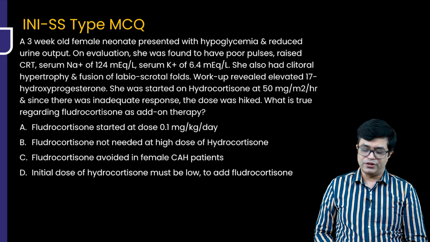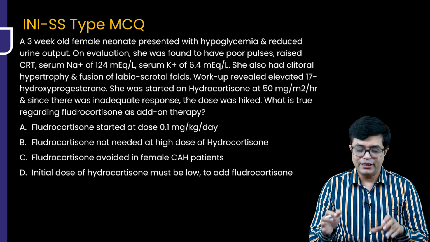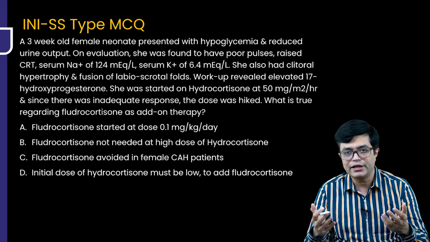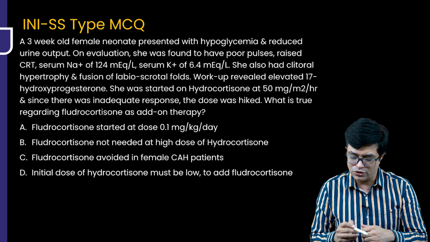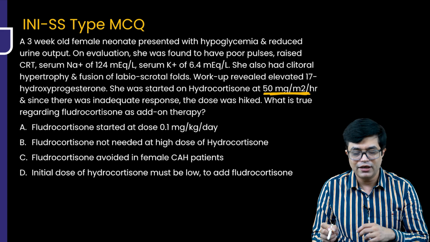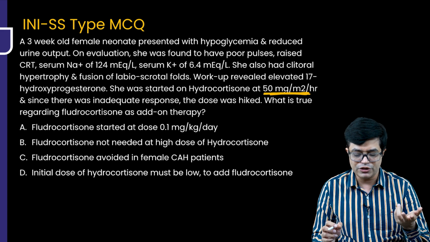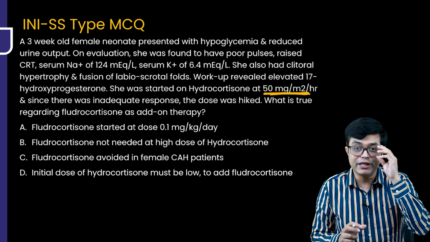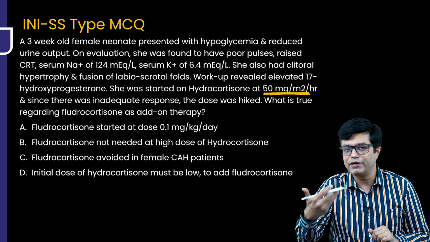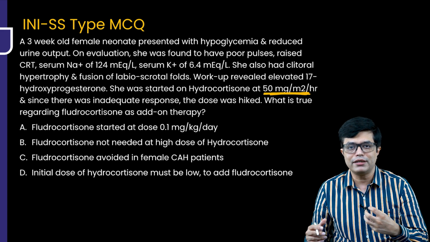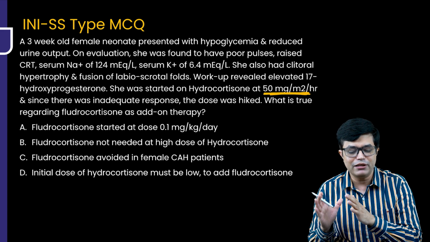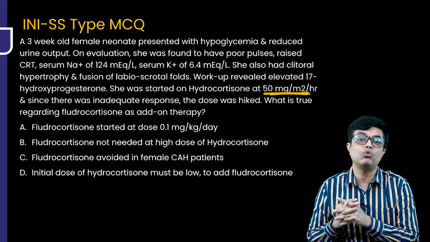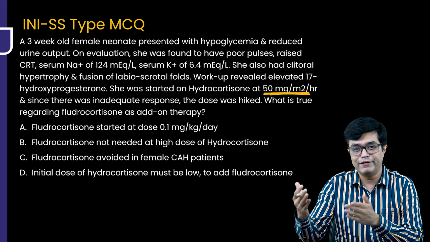Now have a look at the question. This is a girl child who has CAH, likely 21 hydroxylase deficiency, started on hydrocort. She was started on hydrocort at the high, appropriate dose, but there was no response, so the dose was hiked. It was a clinical decision which was taken. If the patient has severe sepsis, sometimes you need to give a higher dose. In my clinical experience, I have seen a dose as high as 70 to 80 milligrams per meter square per day being given.